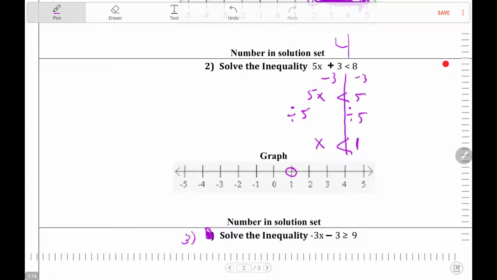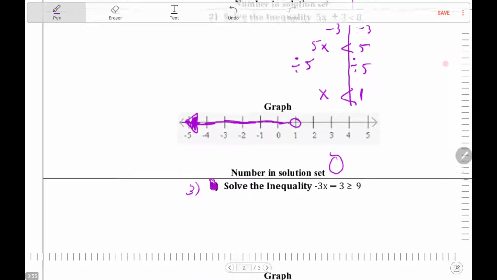I circle 1. I don't fill it in because it's strictly less than, right? X can't be 1. And then what are the numbers less than 1? They're over here. They're all the way over here. Okay. And what are the numbers in the solution set? What's a number less than 1? Negative 1.5, negative 2.8372, negative 10. But let's do a number that's here. Let's do 0. I always like 0.